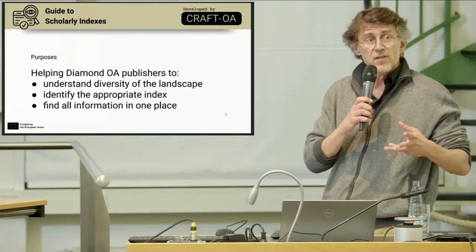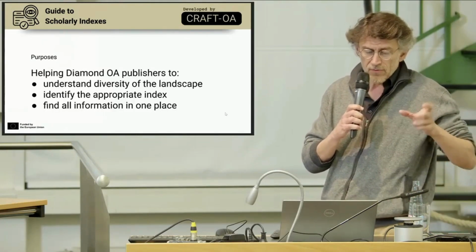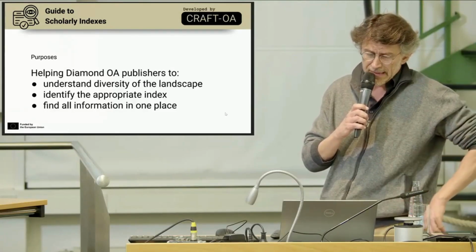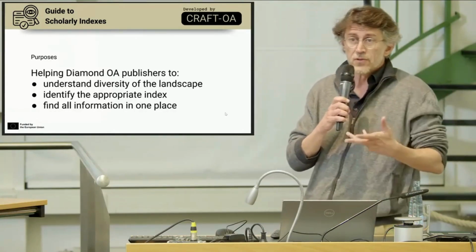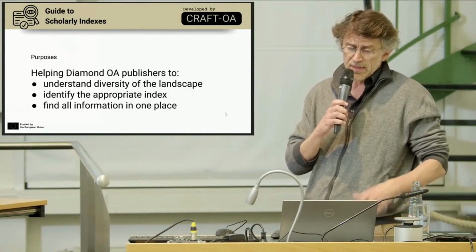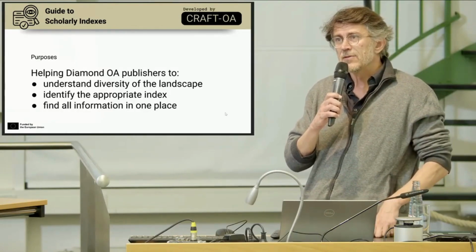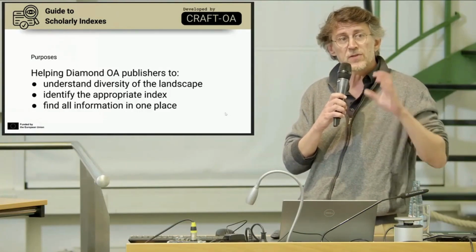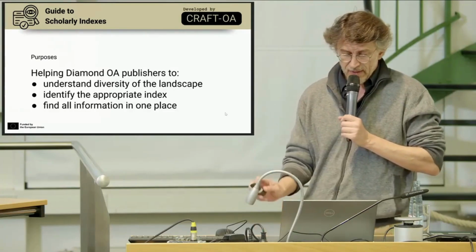So the main purposes, as you can see here, were to help first the Diamond Open Access publishers to understand this diversity of the landscape of scholarly indexes, as we call them in short. I want to specify each time that it can be any type of index. The aim is also to identify the appropriate index for their own needs, because this is difficult to do when you don't know all the specifications of all the services. The other aspect, and how the output is somehow original, is to find all the information in just one place, always with the same structure, which allows making comparisons between all the services.